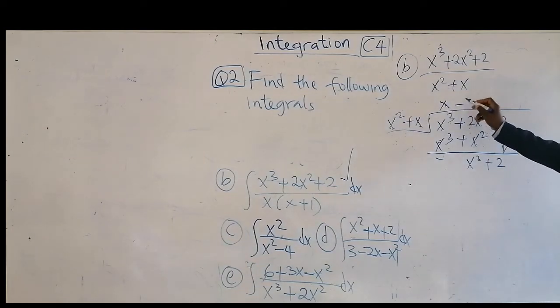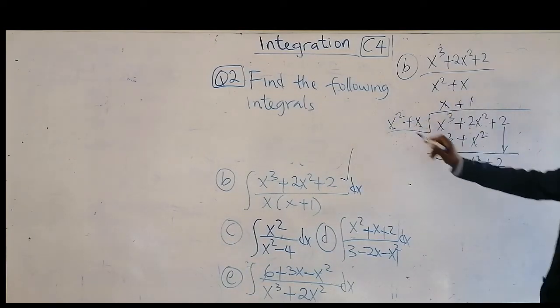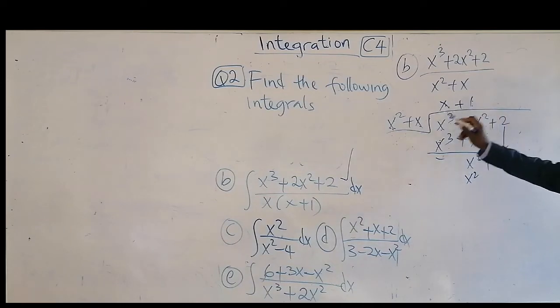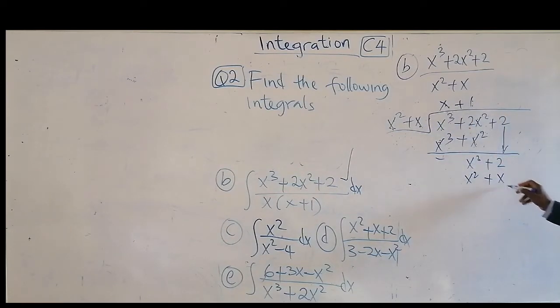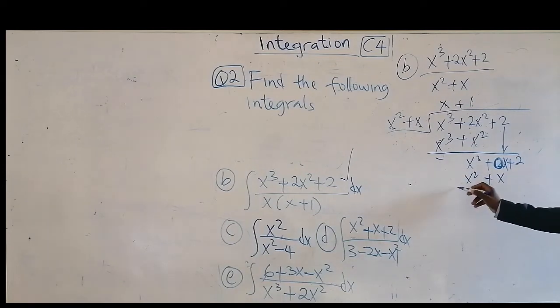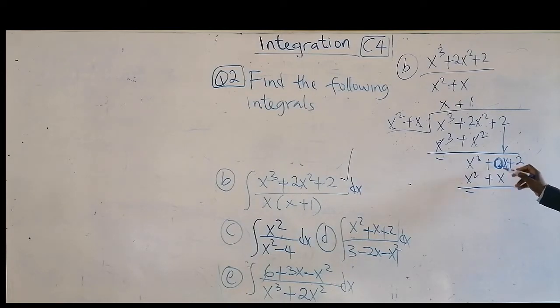So that will be plus 1. 1 times x squared is x squared, and 1 times x is plus x. So I can write this as 0, plus 0x, then plus 2. Do your subtraction. Then I have 0, then 0 minus x, that's minus x, plus 2. So you can now see that the power of this is lower than the divisor, so we'll stop the division.